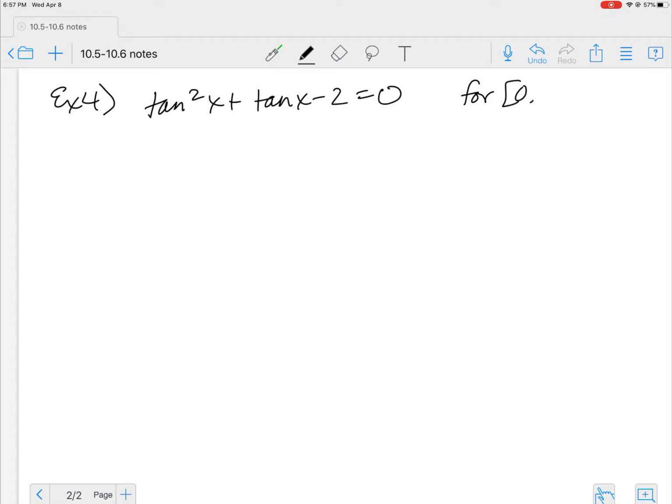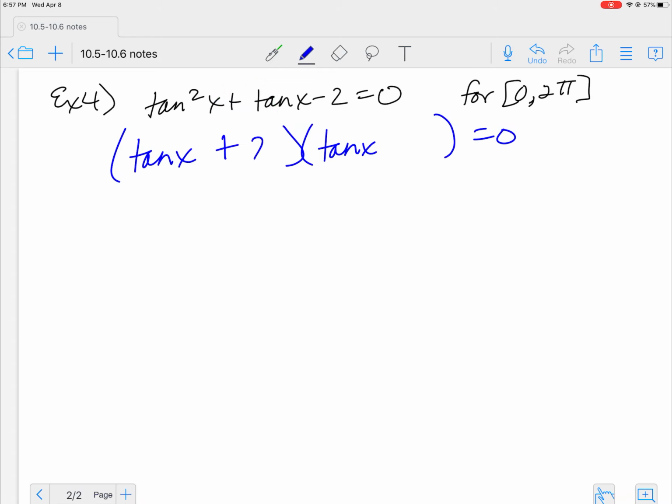We're going to solve this, and we're going to go between 0 and 2 pi. Solve tangent squared x plus tangent x minus 2 equals 0, for 0 to 2 pi. What is going on here? Yeah, we get to factor. Factoring never goes away, guys. Never, ever, ever. Which is awesome. So we totally get the opportunity to do factoring here. Well, let's do it right now.